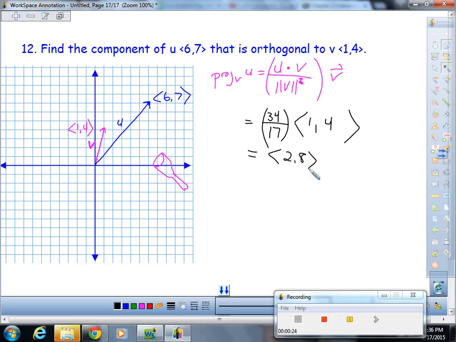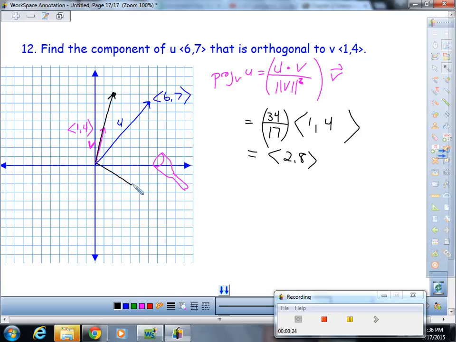So check that out. Our shadow of our flashlight is going to be this. So the amount of our blue vector traveling in the direction of the pink vector is the black vector. It's (2, 8). Does everybody get that? Now, if you don't understand the geometric interpretation of vectors, it's going to be very hard for you to understand this next step. This next step is the solution to the problem. We are trying to find the component of U that is orthogonal.